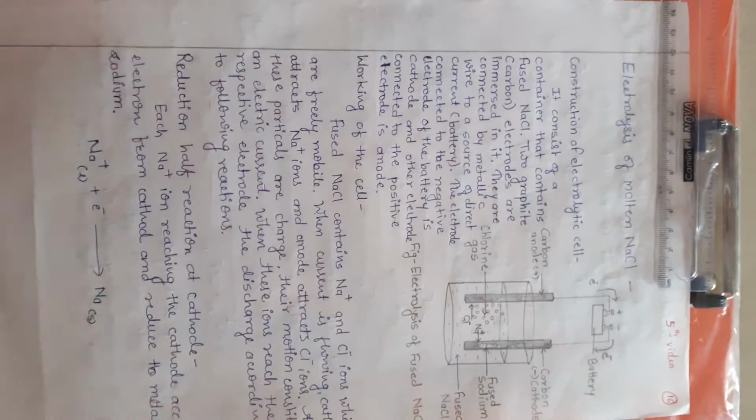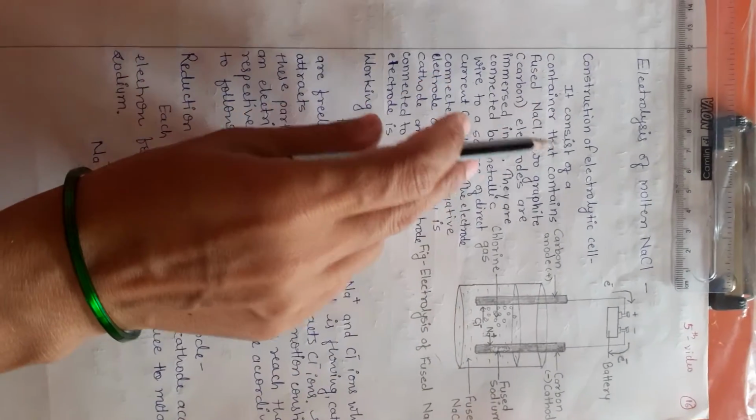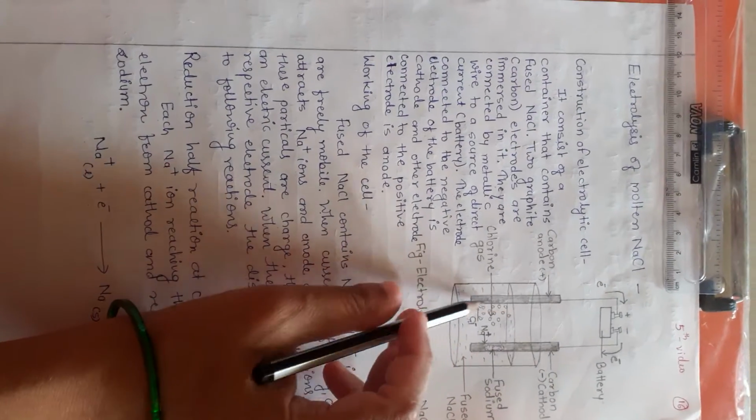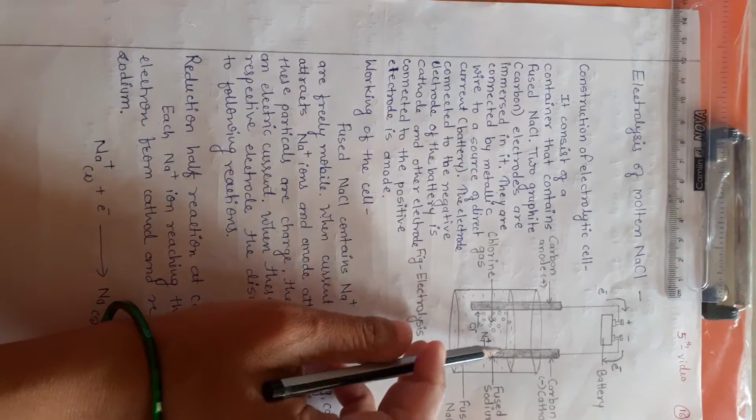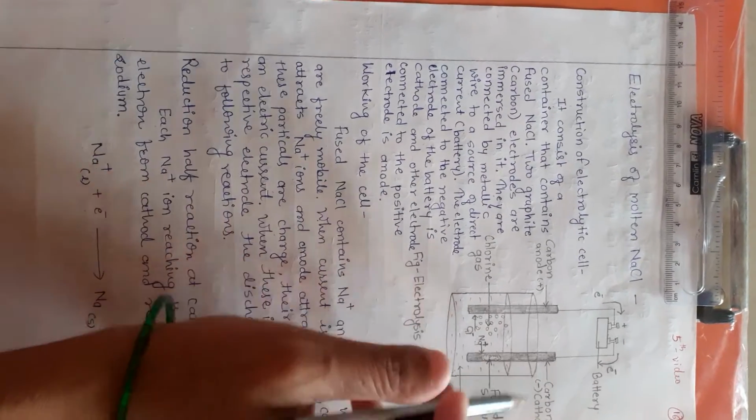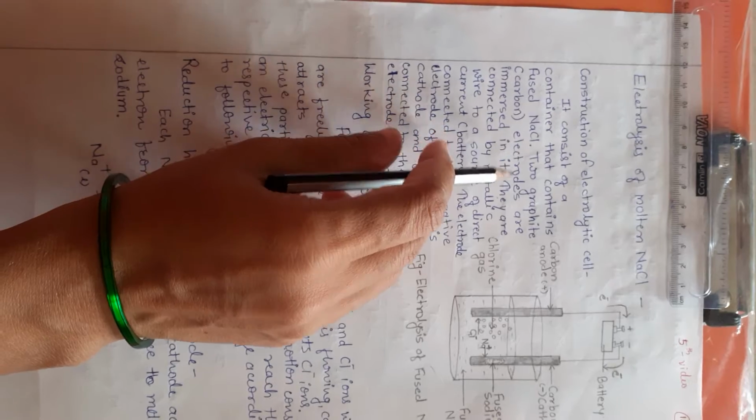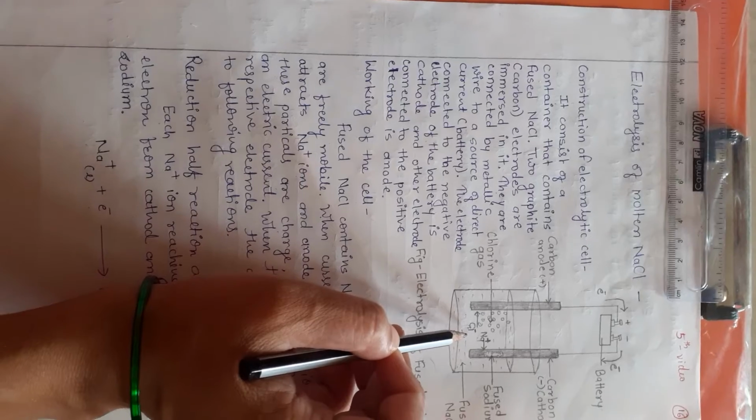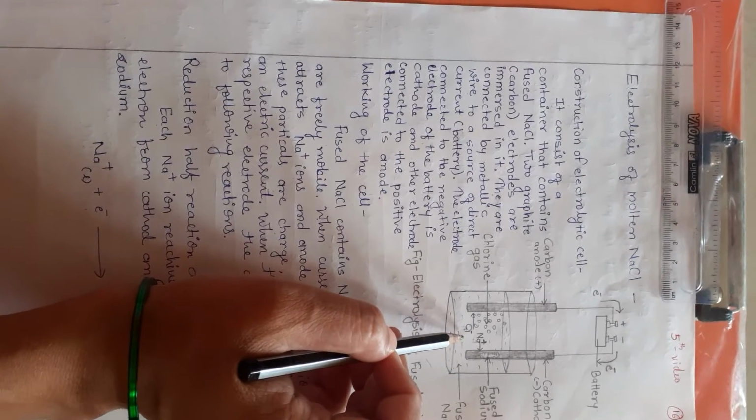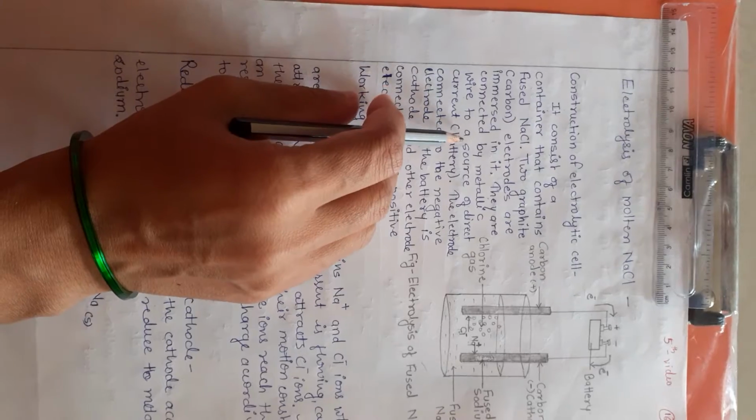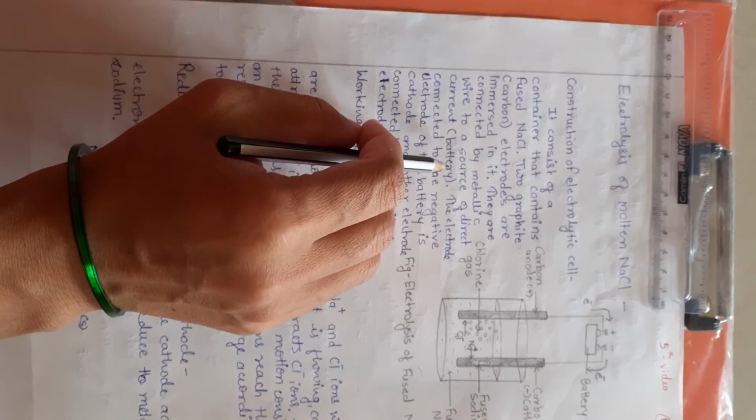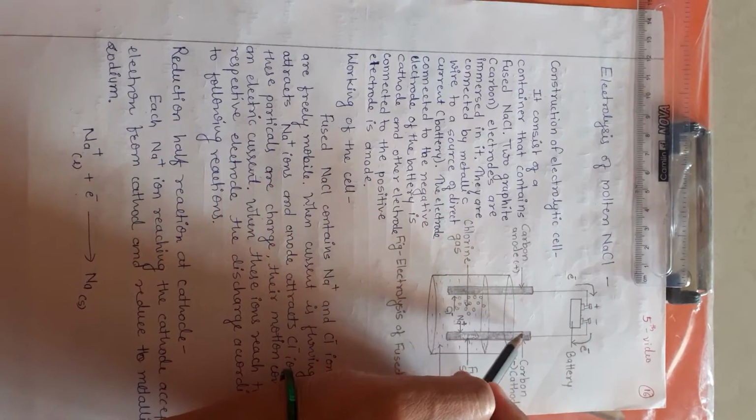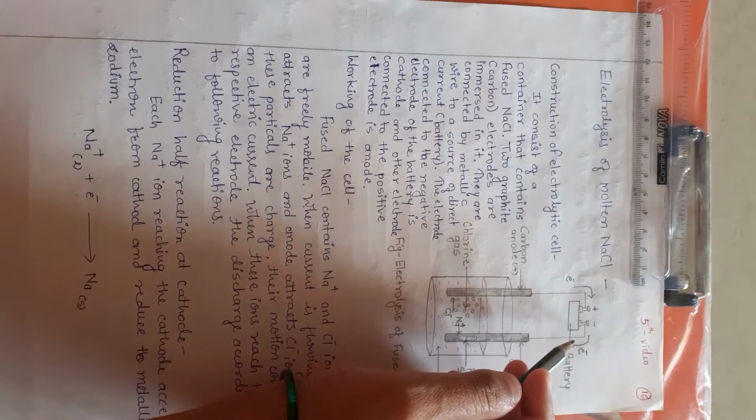First is the construction of the electrolytic cell. This cell consists of a container that contains fused NaCl. Two graphite or carbon electrodes are immersed in the fused NaCl. They are connected by metallic wire to a source of current, a battery. Means these two electrodes are connected to a battery for the direct source of current.